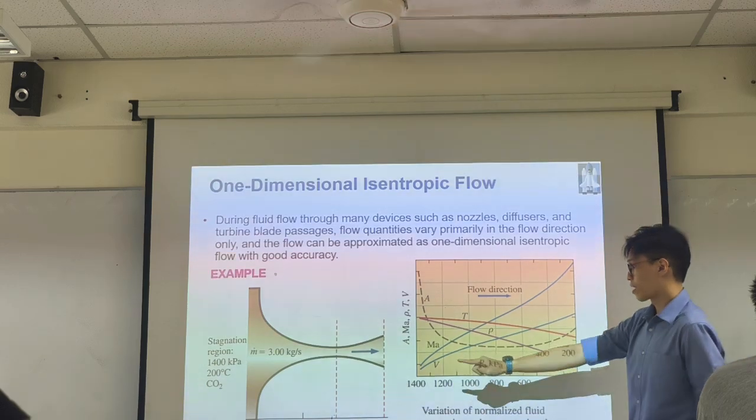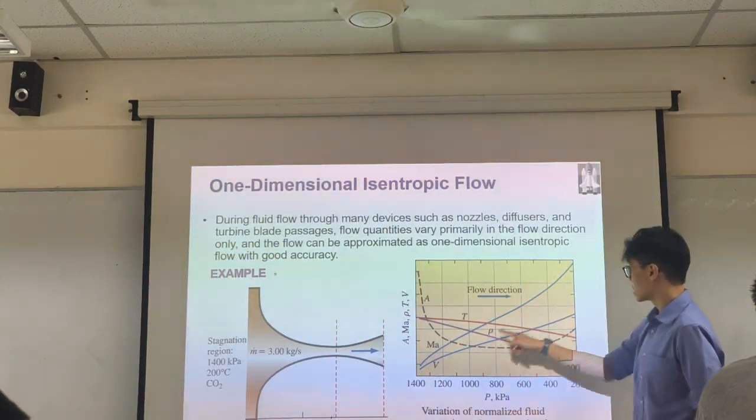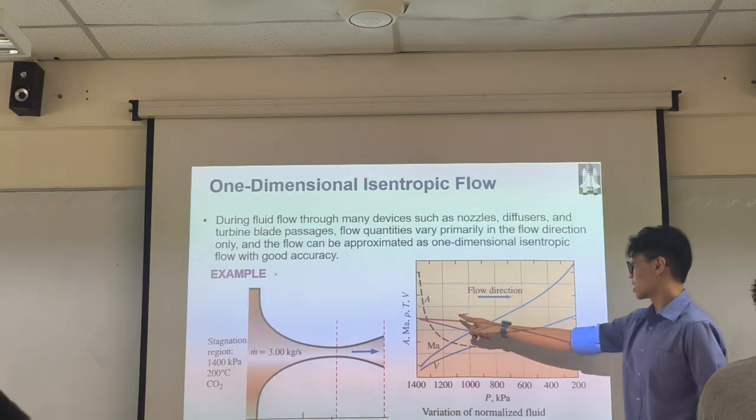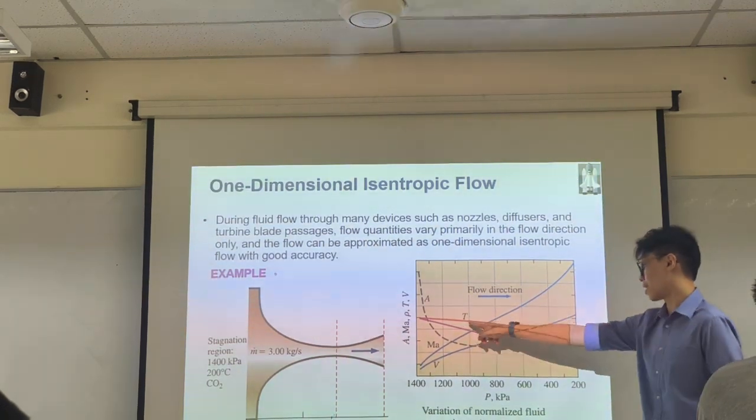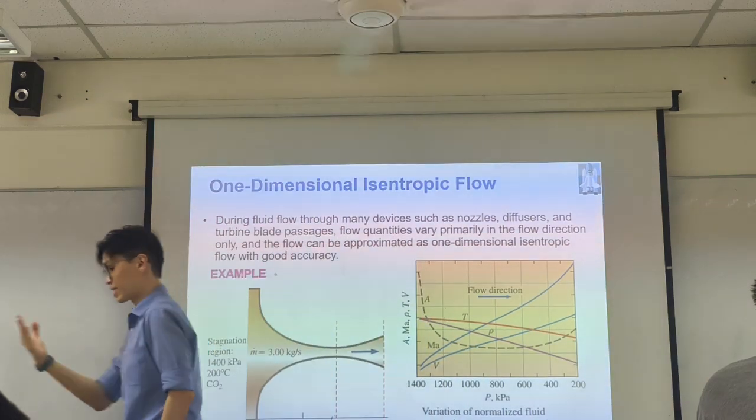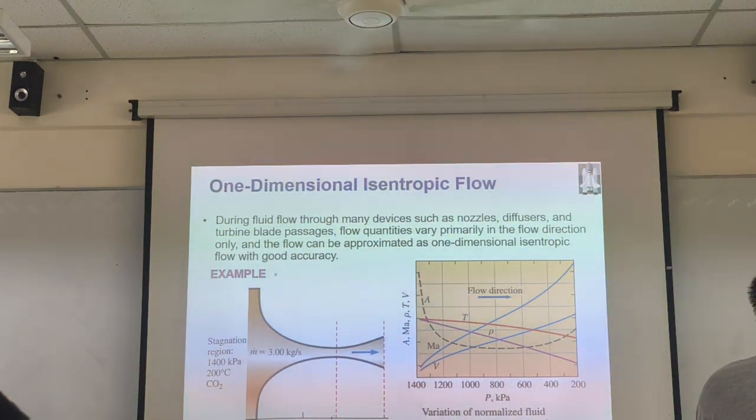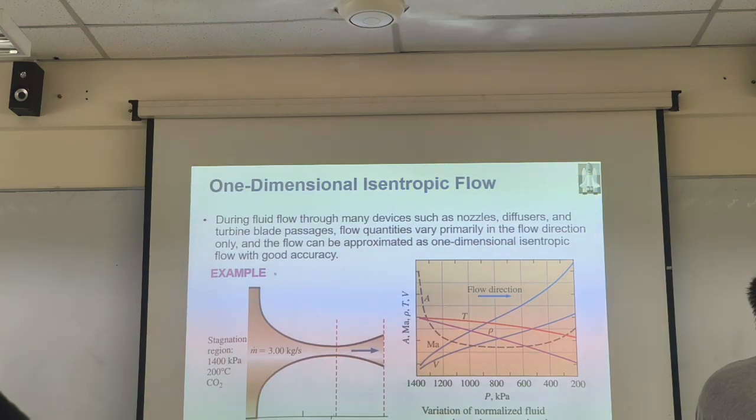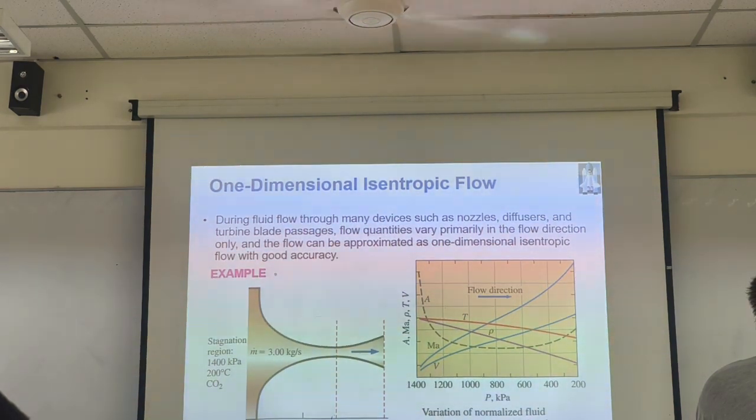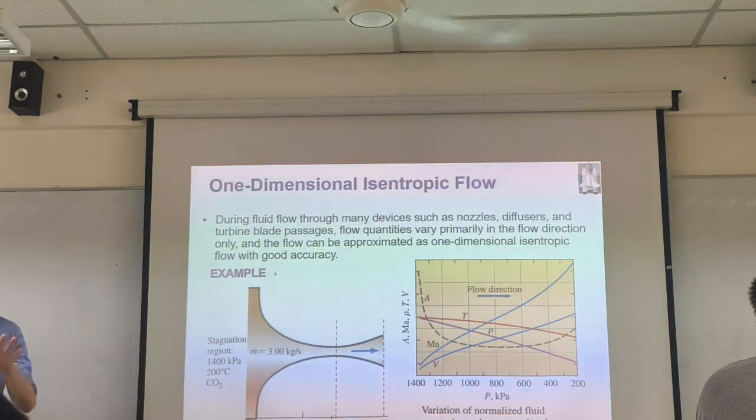Then this is how the Mach number changes. This is how the velocity changes. The red line is the temperature and the purple line is the density. So this is just a graphical representation. Of course, we need some values just to see this line. So this is the variation of the normalized fluid properties and cross-sectional area along the duct as the pressure drops. As the pressure drops, this is how the graph looks.